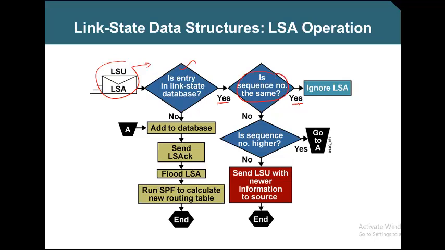What if it is not the same? It should be higher or lower. If the incoming is higher, let's say this update has sequence number 5, and in your database the sequence number is 4. Is the incoming sequence number higher? Yes, higher, which means you need to update your database. So go to A. What does A say? Add to the database, send the acknowledgement, flood it to the neighbors, recalculate. This part you understood?